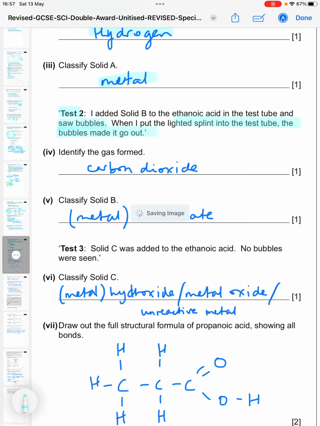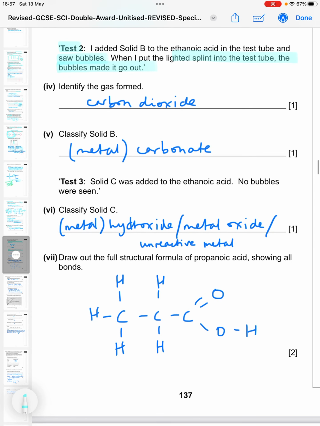And then classify solid B. So if something is making carbon dioxide, it must be that it is a metal carbonate. I'm going to go on to test 3. Solid C was added to the ethanoic acid. No bubbles were seen. So classify solid C. Oh, here we go. So just to go back there, the gas formed was carbon dioxide and it was a metal carbonate. Just to say carbonate was sufficient.